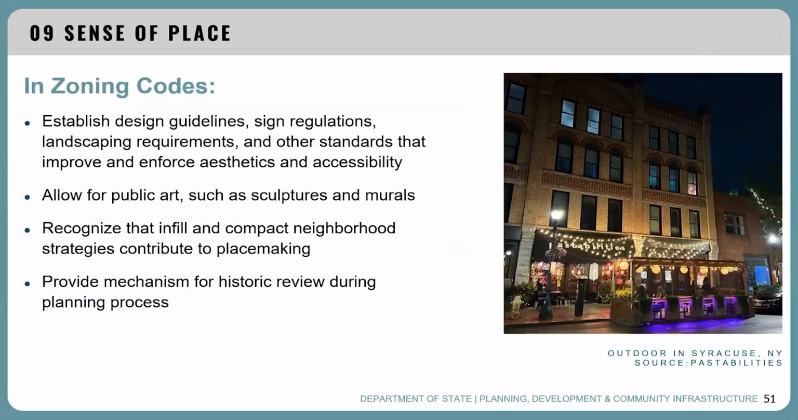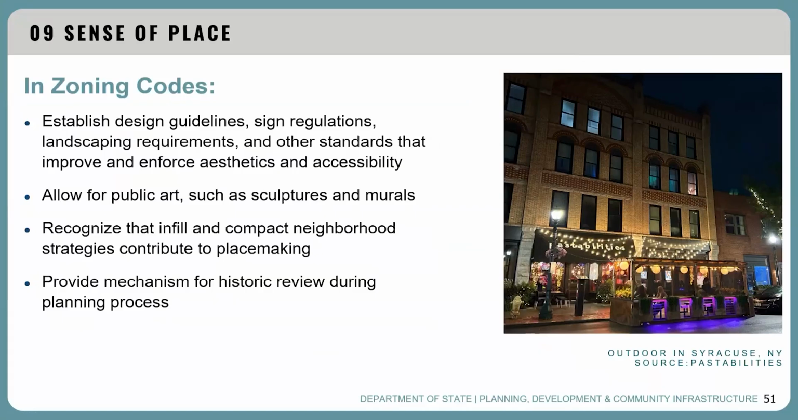Zoning achieves this through the creation of design standards for elements like landscaping, building facades, building massing, and allowing outdoor dining. Zoning can also creatively allow for public art. Zoning can allow for the adaptive reuse of buildings while simultaneously protecting their historic attributes through the targeted use of historic preservation guidelines.